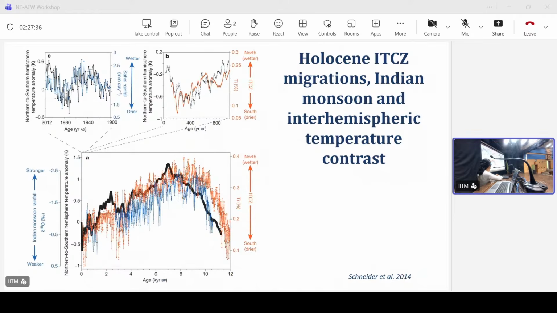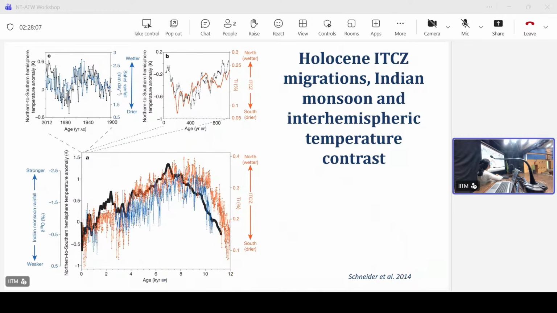So this black curve here represents the north-south temperature gradient. The red lines here are the migration of the ITCZ. Upward is north, and southward is drier. So north is wetter and the south is drier. We can see that as we come from the Holocene towards our present day, as the planet has cooled, the ITCZ has also migrated from north to south.